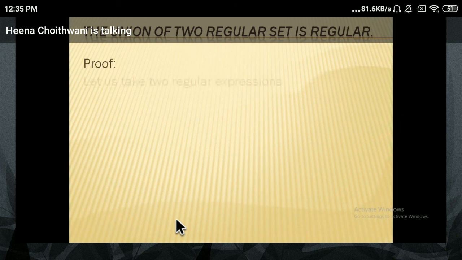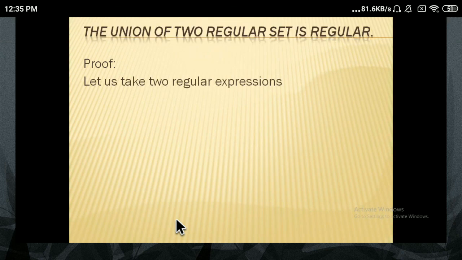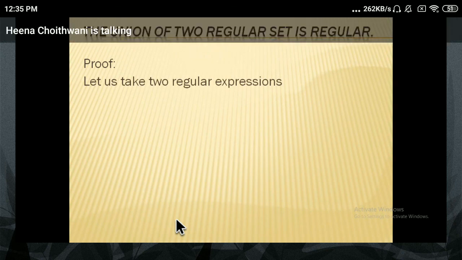Proof for that: let's take two regular expressions. I'm taking two regular expressions, not the sets. R1 is nothing but A double A star, and R2 is double A star. So we got two regular expressions, right? What will be the values of R?